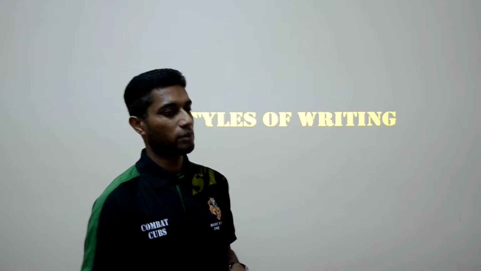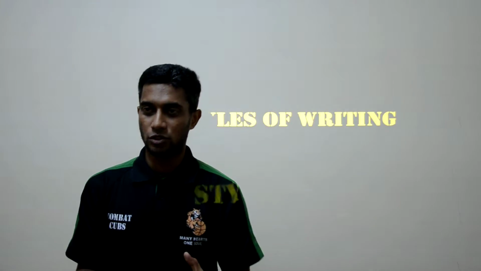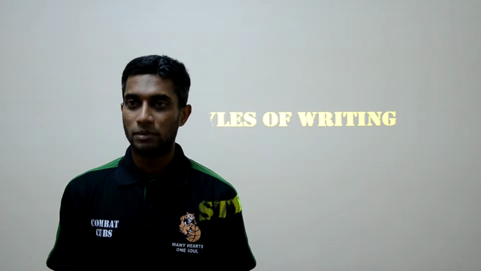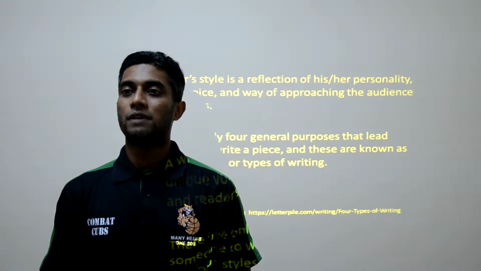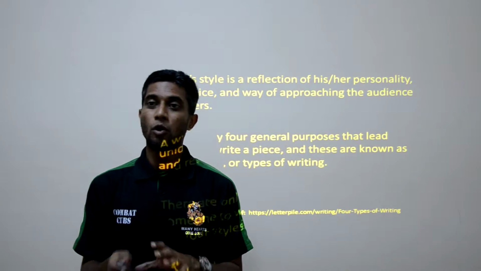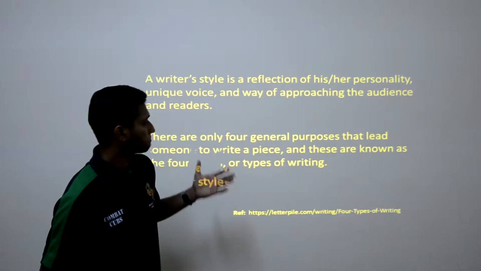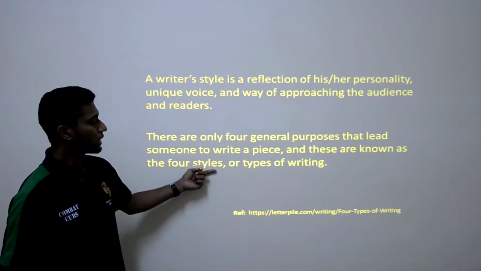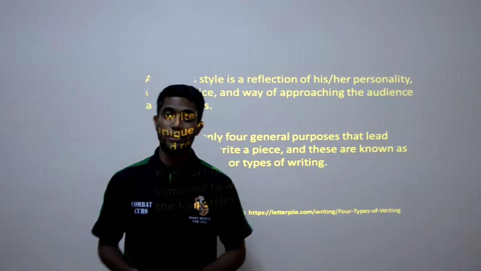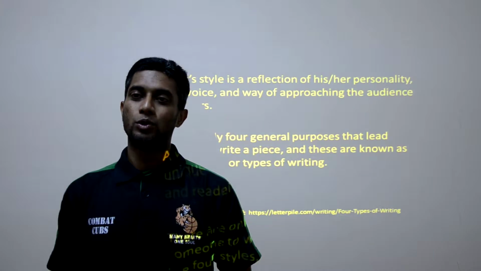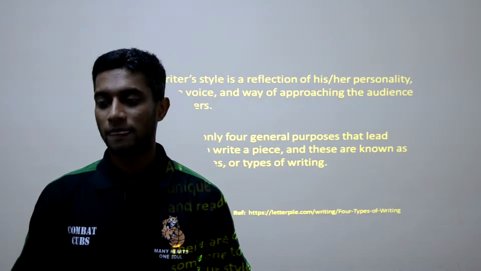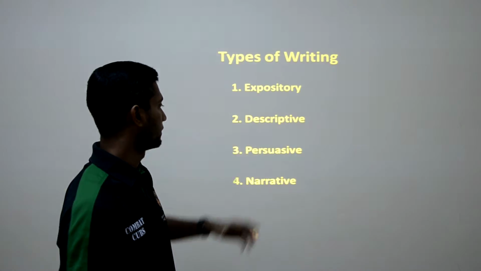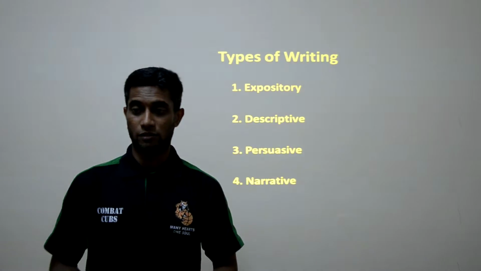And when you're talking about the styles of writing, there are varieties of writing styles. But when we categorize them, there are basically four major styles, based on the purpose of the writing. So this is called the four styles or four types of writing. Now, what are those types of writing? Those types of writing are expository, descriptive, persuasive, and narrative.